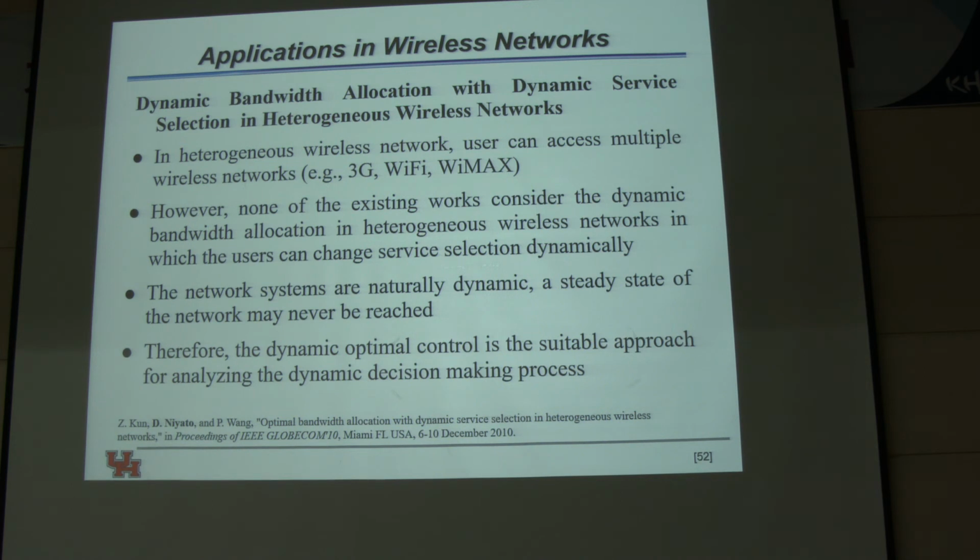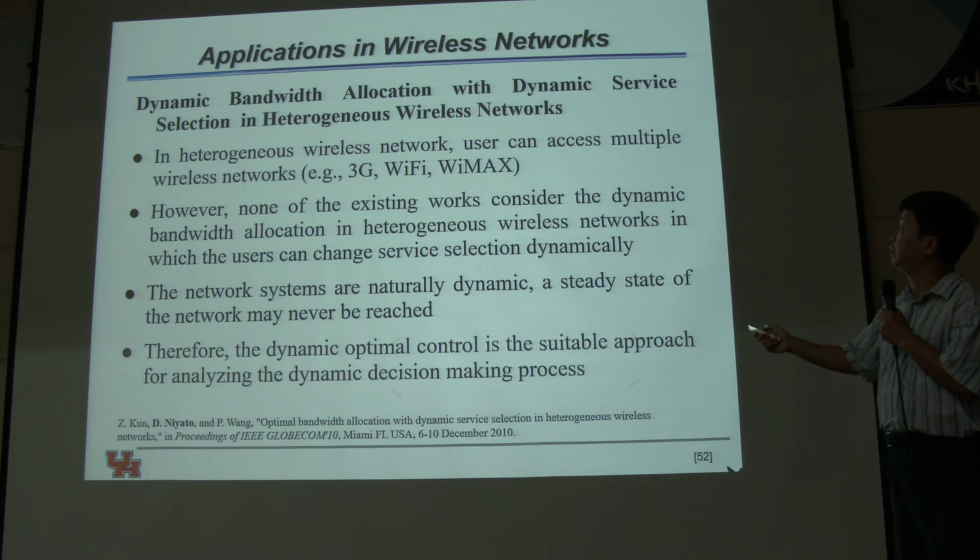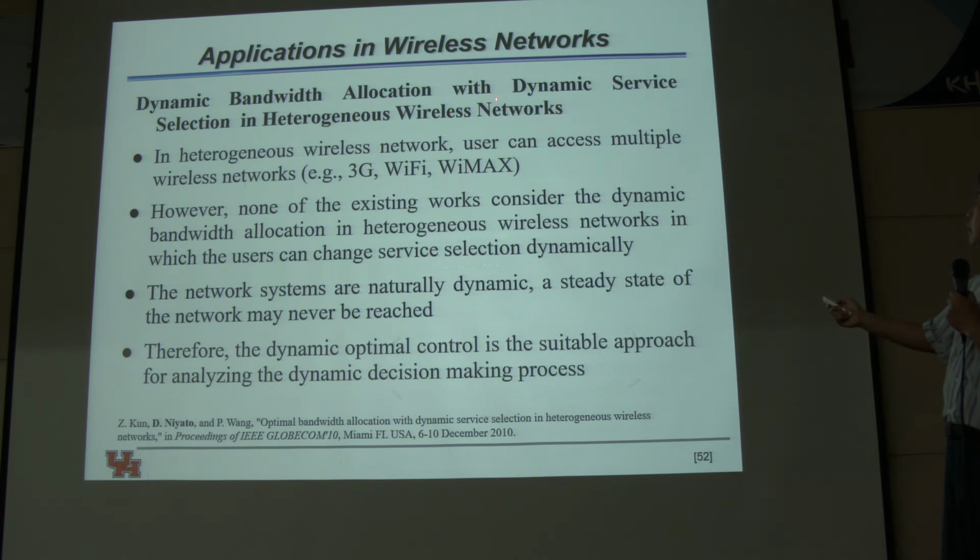And another example is that we have dynamic bandwidth allocation with dynamic service selection in a heterogeneous network. In a heterogeneous network, there are multiple wireless networks. However, none of the existing work considers dynamic bandwidth allocation in a heterogeneous wireless network in which the user can change the service selection dynamically. The network systems are naturally dynamic, so the steady state may never be reached. Therefore, dynamic optimal control is suitable.